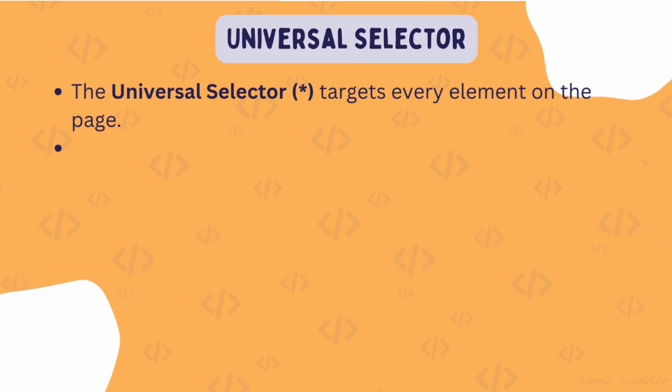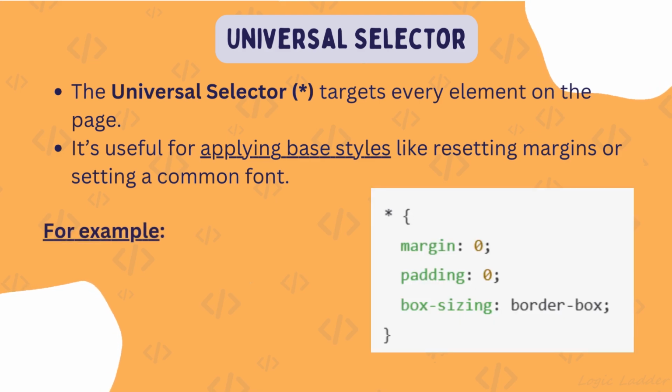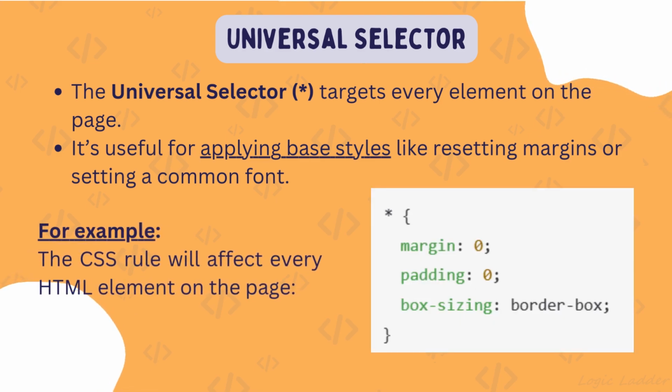Universal selector. The universal selector, a star or asterisk, targets every element on the page. It is useful for applying base styles like resetting margins or setting a common font. In this example, this CSS rule will affect every HTML element on the page.